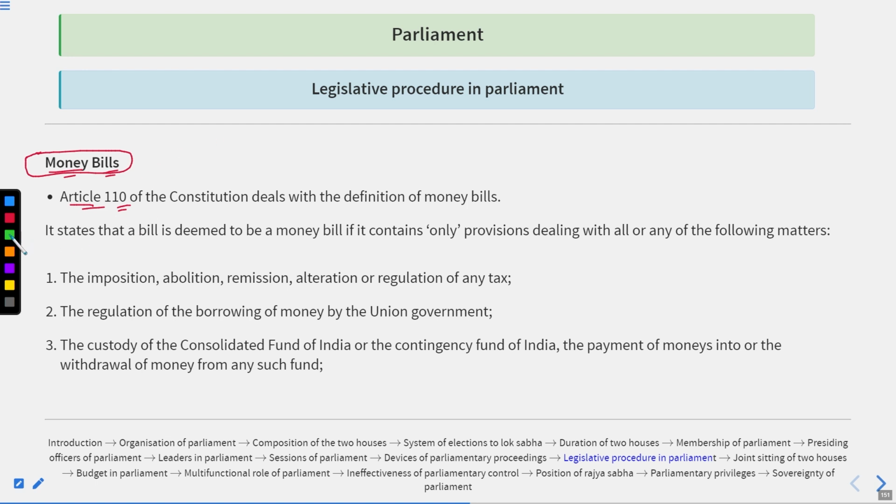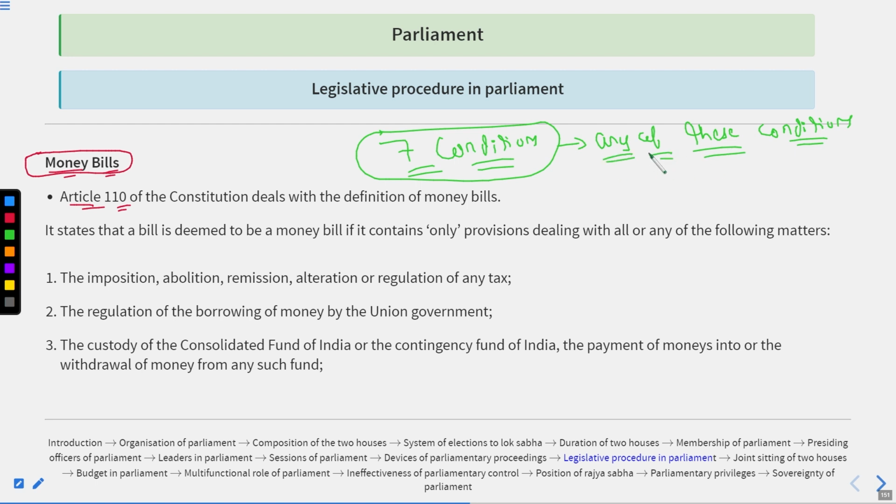In this, we had discussed the 7 conditions: if a certain bill contains any of these conditions, then the bill will be called a money bill. That's what we had discussed. So what were these 7 conditions?